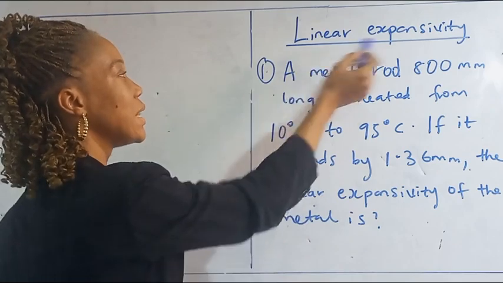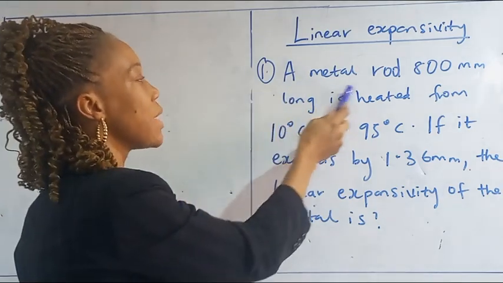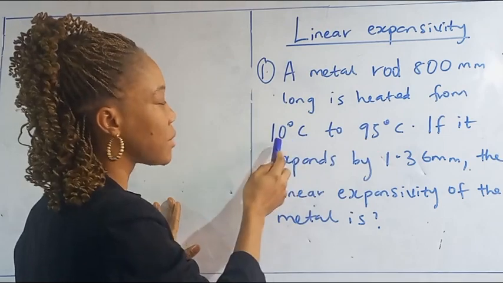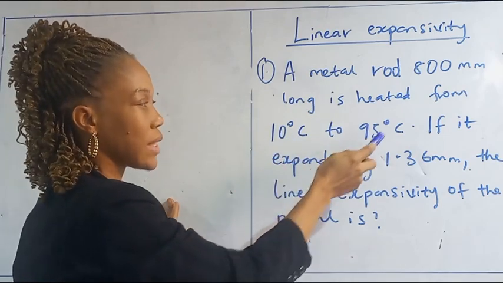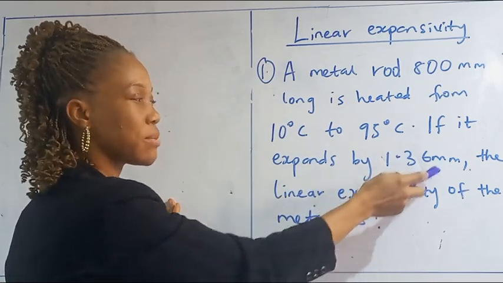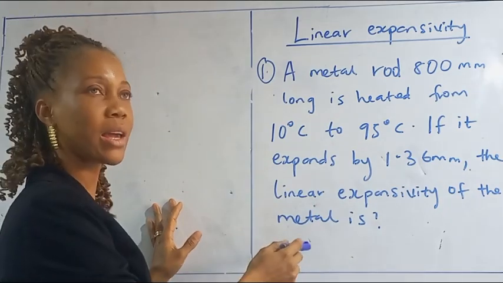Today we are looking at linear expansivity. Look at this interesting question. A meter rod 800 millimeters long is heated from 10 degrees Celsius to 95 degrees Celsius. If it expands by 1.36 millimeters, the linear expansivity of the metal is.